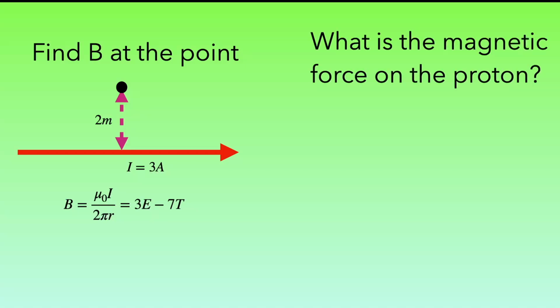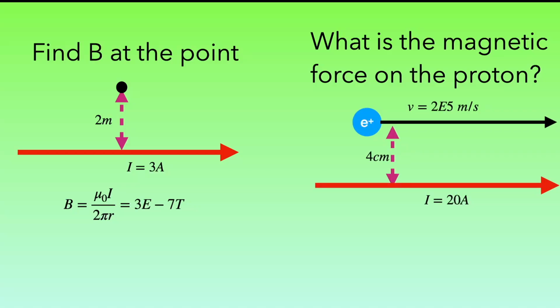Now, let's take it one step further. So we found the value and we found the direction. Now, what's the magnetic force on a proton in this situation? Looks pretty similar. We've got a different current, a different distance, and we have a proton moving through. We're going to find out what the B field is, but if we have a proton moving through a B field, we know that we can find the force on that. So the first thing is, let's look. Right-hand rule means the B field is coming out of the board that this proton's moving through, okay?